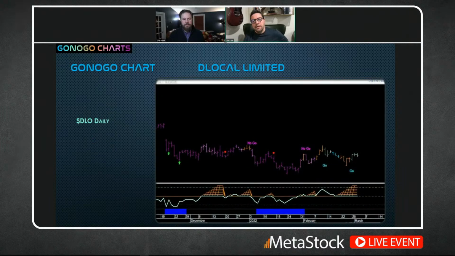And then this one is D-Local Limited, just because I was looking for max squeezes. And we can see here that it's in a max squeeze on a weak Go. But I like the look of this one because it looked like it was basing, right? So if you pulled back the chart a little bit more, which you can't here on the slide, it was in a strong no-go for quite some time.